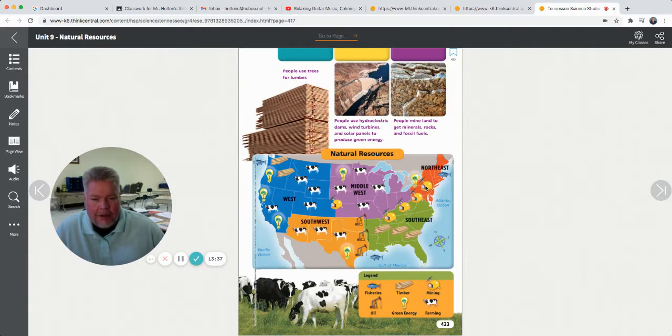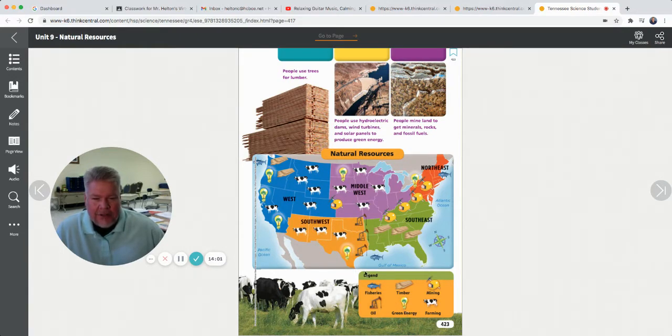Mining runs all along. Do you notice what it runs along here? Why do you think it's kind of in a line? What do you think it's sitting on? It's the Appalachian Mountains. Appalachian Mountains have a lot of mining near them. Oil is kind of down in the south, middle south, southern part of the United States, Texas, Oklahoma, mining for oil.